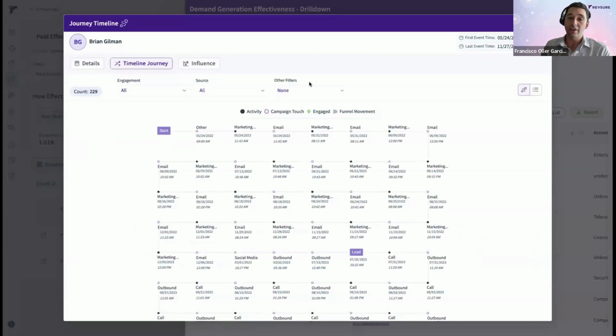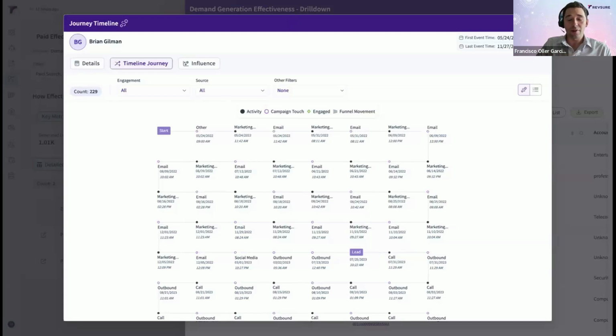And if we take a look here at Brian, if we go right to left like a snake, we're able to see all of the different actions, all of the different campaigns that Brian interacted with before he even became a known lead, where we see that stage movement of lead.